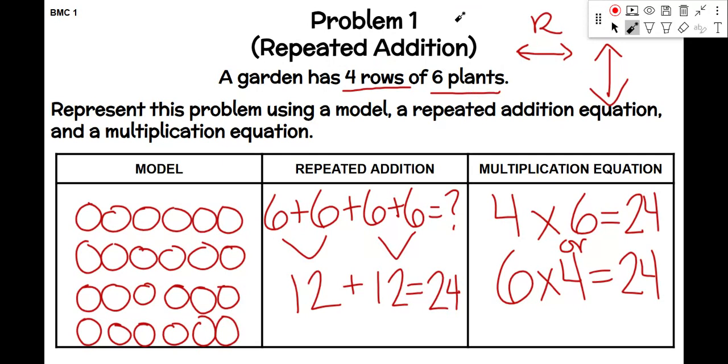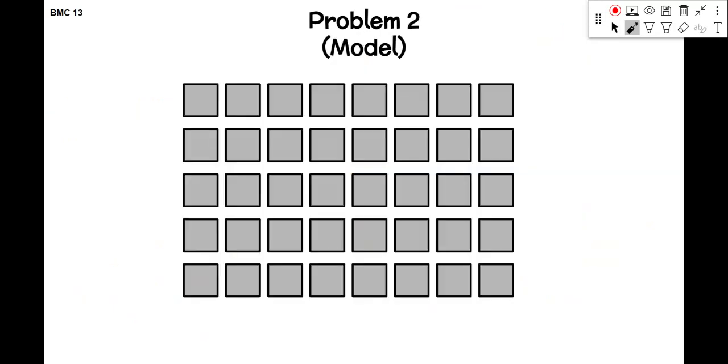All right, so for that question, you should have said the correct answers were 6 plus 6 plus 6 plus 6. We could also have done 4 times 6 or 6 times 4. All right, good job. Let's move on to the next one.